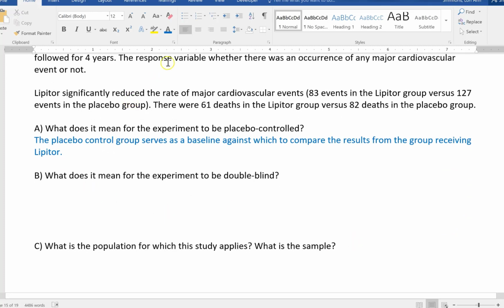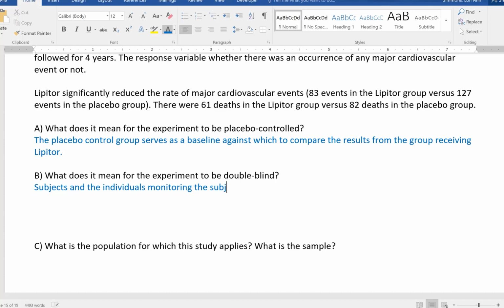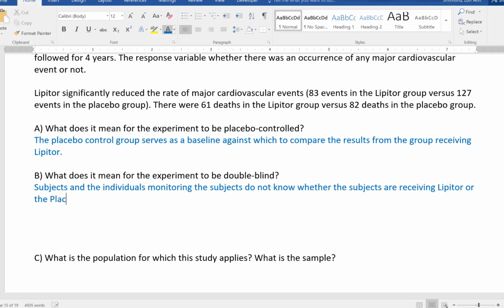What does it mean for the experiment to be double-blind? The subjects and the individuals monitoring the subjects do not know whether the subjects are receiving Lipitor or the placebo.